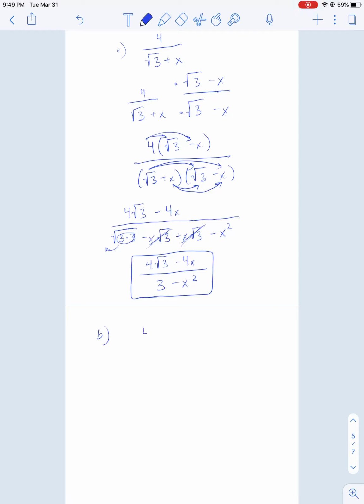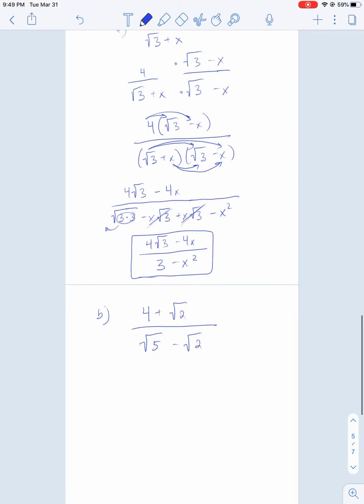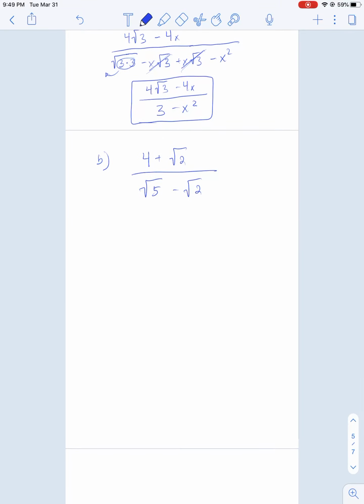And how about one last example here? I have 4 plus the square root of 2 over the square root of 5 minus the square root of 2. So we want to multiply by the conjugate again because we want to get rid of these radicals. All right, so we have 4 plus the square root of 2 over the square root of 5 minus the square root of 2. Our radical here is whatever the denominator is, just a plus sign instead, right? We're going to show this as just one fraction instead of 2 fractions.